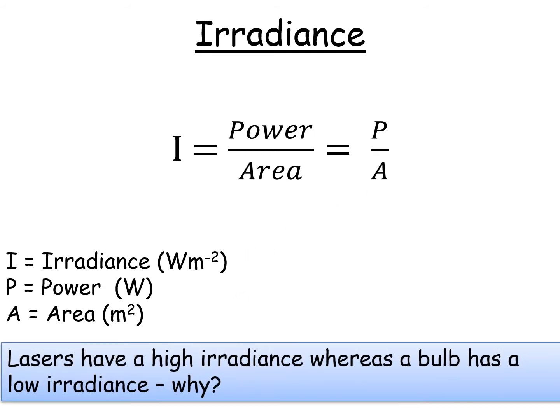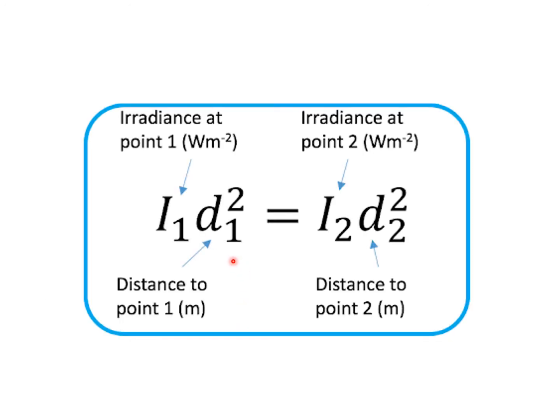And remember how lasers have a higher irradiance than a bulb, and this is why they are more dangerous than a bulb. We also then looked at this equation, I1 d1 squared is equal to I2 d2 squared. Check your relationship sheet. I don't think they give it to you in this form. I think they give it to you as I times d squared is equal to a constant. So just be familiar with this equation because this is the one we're going to be using quite a lot.